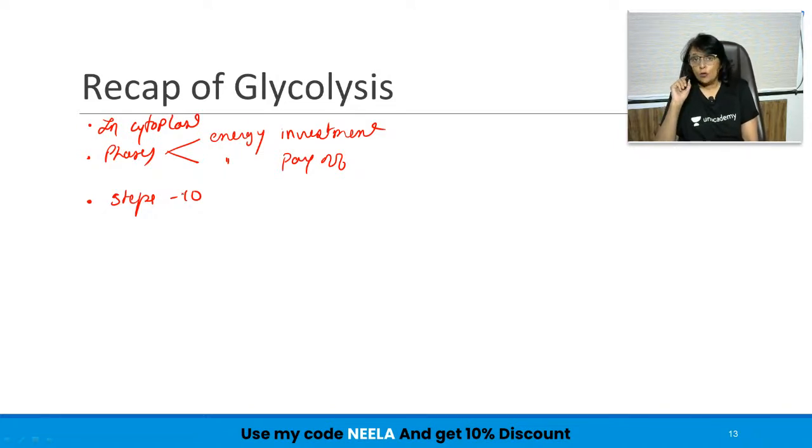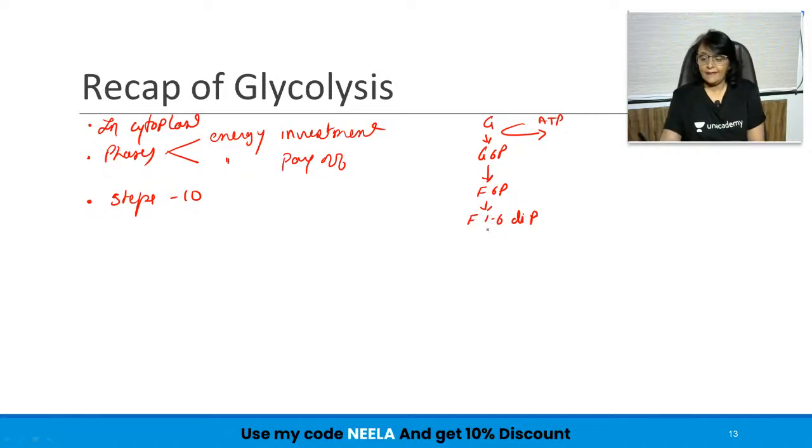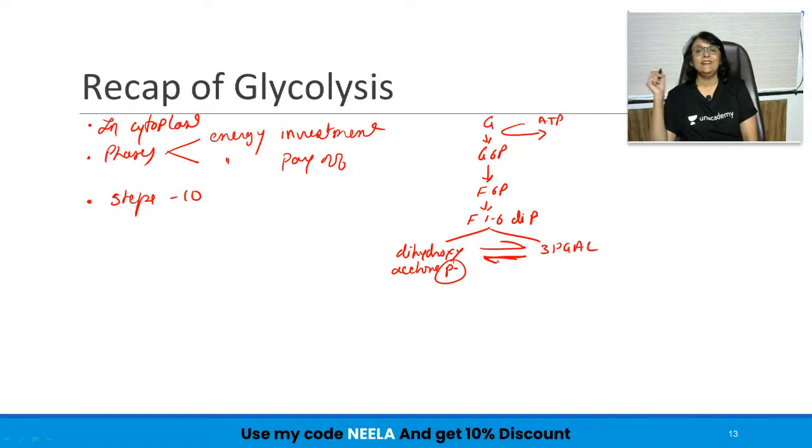First step was glucose undergoes phosphorylation. So from glucose we got glucose 6-phosphate. Here 1 ATP was invested. Glucose 6-phosphate changes into fructose 6-phosphate. Then fructose 6-phosphate changes into fructose 1,6 diphosphate. And then this splits into 3-PGAL and dihydroxyacetone phosphate. And these two are isomers, that means they can interchange.